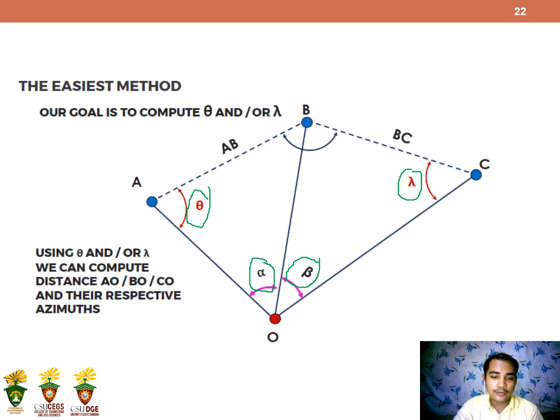Baliho na ako siya, letter Y. Uban dapat na sila ni beta, no? And we have also their AB and BC, no? So we're going to use the theta and the lambda, so kani and kani, no, to compute the distance of the side AO, BO, CO, and also their respective azimuth.